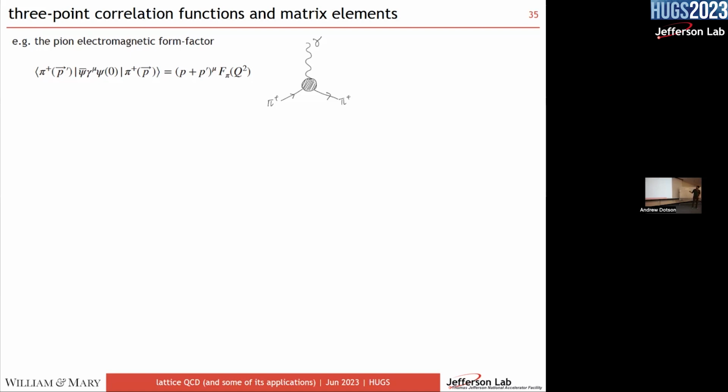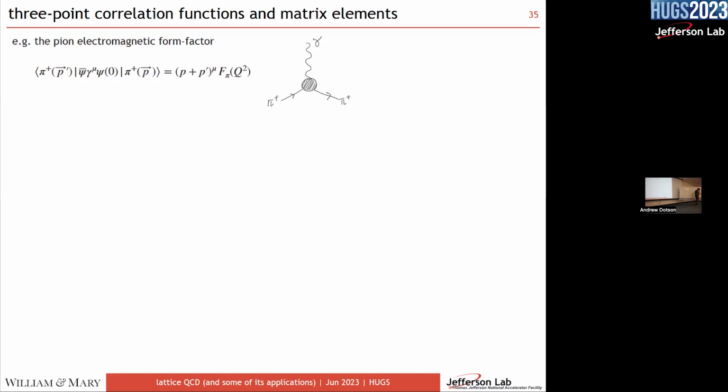So the pion has an electromagnetic form factor, right? You can have this process where you probe the charged pion with a photon, and depending upon the virtuality of the photon, Q squared, you get a form factor, which tells you something about the spatial structure of this particle. And where does it appear? Well, it appears something like this. So here's the pion state, and here's the vector current, which in quantum electrodynamics is what couples to the photon. So this quantity gives you this pion form factor. So if you can compute these matrix elements, you can get access to this structural quantity.